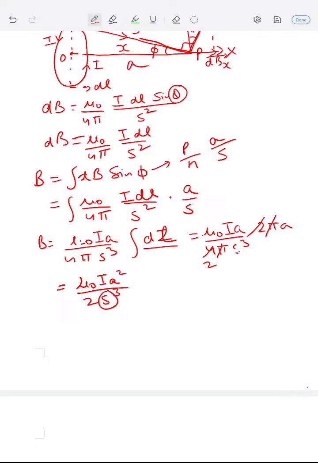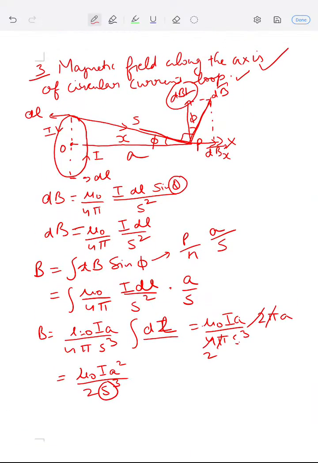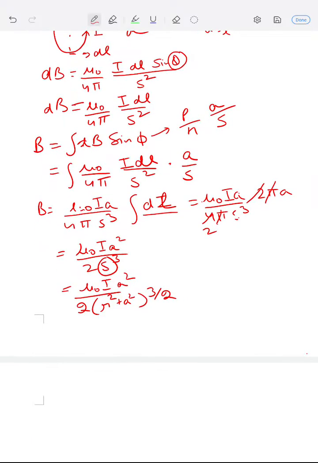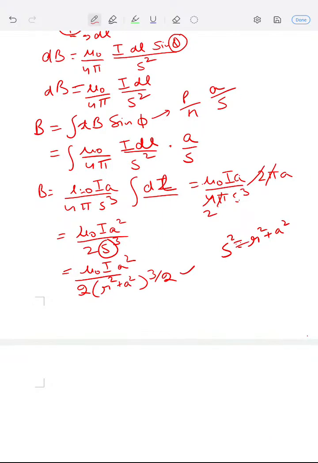What is s? We take the Pythagoras theorem. So h square equals p square plus b square: s square equals r square plus a square. So mu 0 I a square upon 2 times (r square plus a square) to the power 3 by 2. So after integrating we get this value.